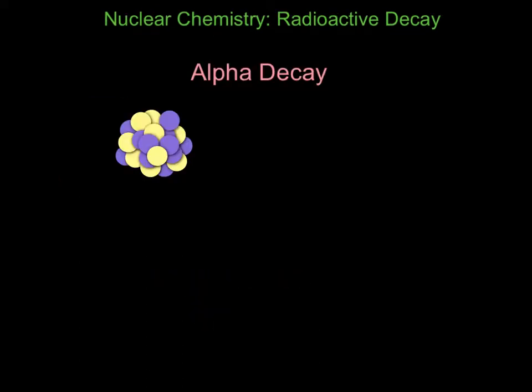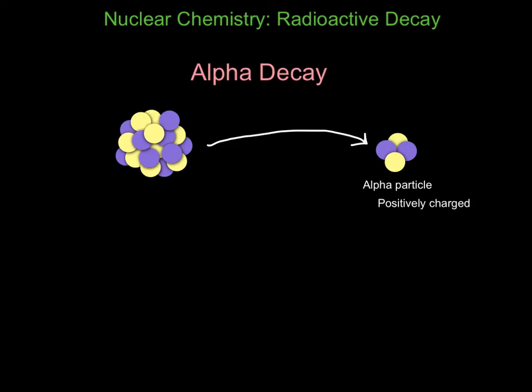Alpha decay is the first type of decay we're going to talk about. Alpha decay occurs when an atom with a nucleus that is too big emits 2 protons and 2 neutrons in an attempt to slim down and become more stable. These protons and neutrons that are emitted are called an alpha particle, and it's a positively charged particle that, because it has 2 protons and 2 neutrons, is actually the nucleus of a helium atom, which is why we represent it with the shorthand for a helium nucleus. It's also represented by the Greek letter alpha.